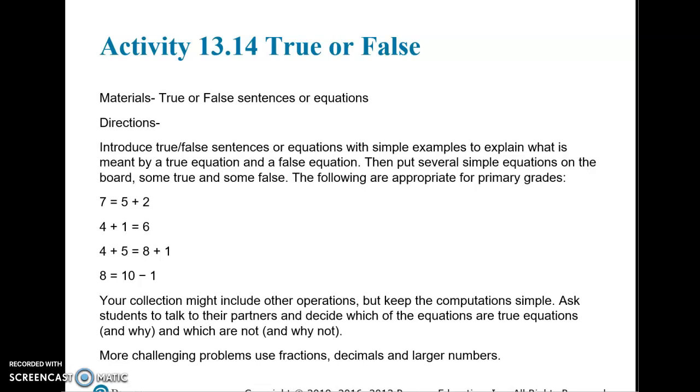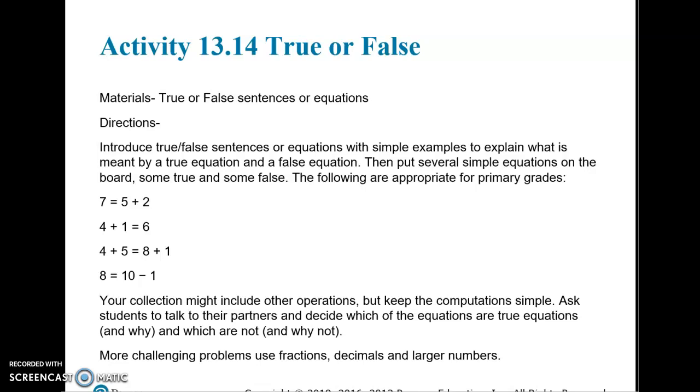In activity 13.14, True or False, students will be introduced to true and false statements or equations with simple examples to explain what is meant by a true equation or a false equation. Then they put several simple equations on the board, some true, some false. The following are appropriate for primary grades.